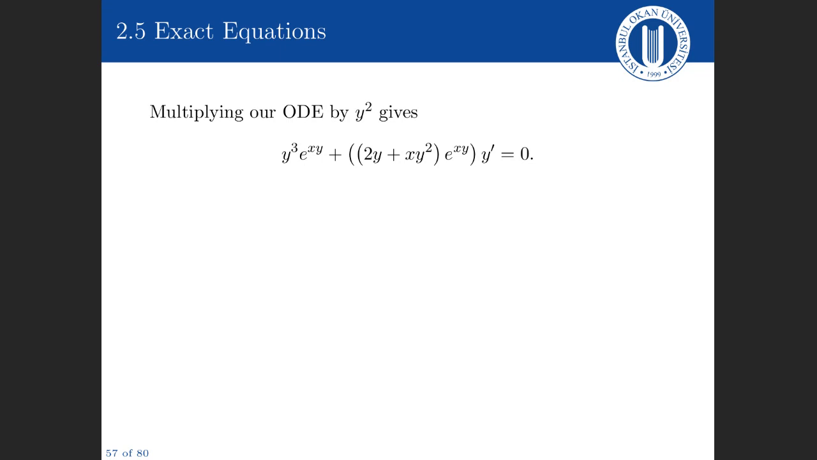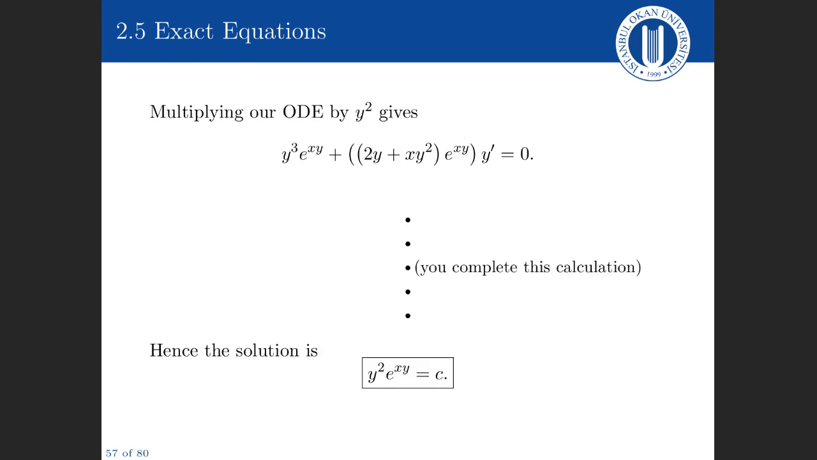So we multiply our differential equation by y squared, and we get y cubed e to the power xy plus 2y plus x y squared e to the power xy, y prime is equal to 0. This equation should now be exact, and I'm going to leave the rest of the solution to you. Use the method we've used before, and you will find the solution must be y squared e to the power xy is equal to c.